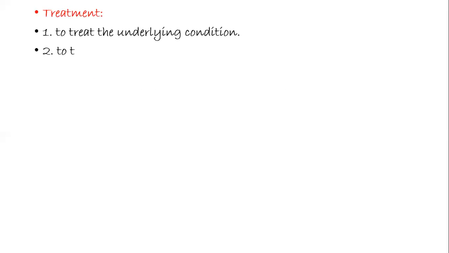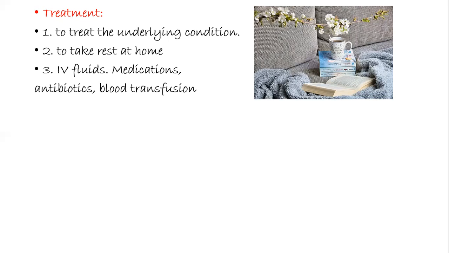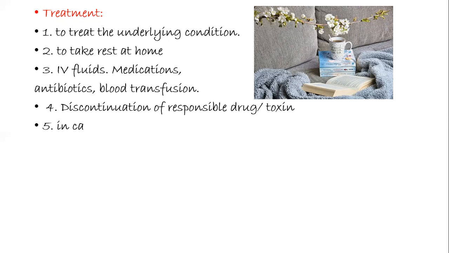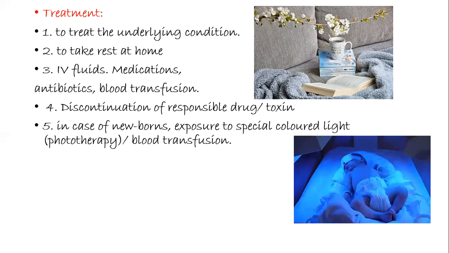The treatment includes, first, you have to treat the underlying condition, then you have to make the person rest at home, you have to give him IV fluids, medications, antibiotics, blood transfusion. You have to discontinue the drug or the toxin which is responsible for this jaundice. And in case of newborn babies, exposure to special colored light, that is phototherapy, or blood transfusion is done. And lastly, you can go for surgical treatment in case of obstruction. So this was all about jaundice.